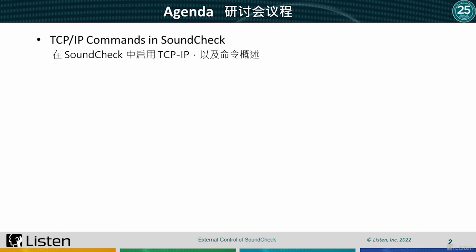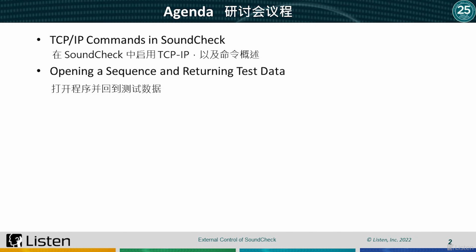First, I'm going to show you how we enable TCP/IP in SoundCheck and walk through the commands that can be used. I'll also show where you can find example code in different languages. My colleague, Pranav, will then give you a quick walkthrough of a SoundCheck test sequence. We'll then go on and use external control to interact with that test sequence. We'll show you external control in its simplest form, that's opening up and running a sequence in SoundCheck using a Python script. You can also return the data for use in whatever application that you want.